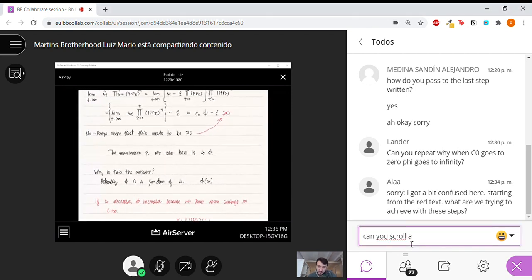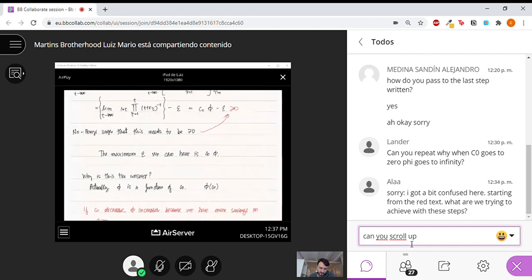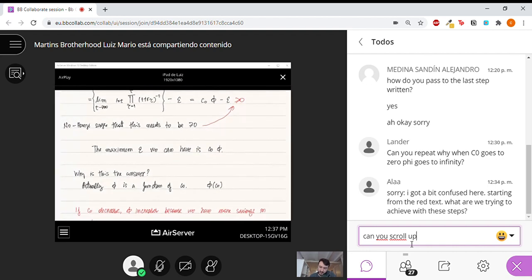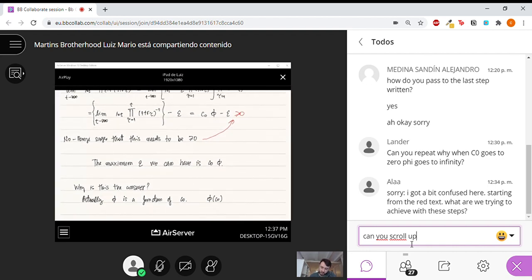So the original question was asking you how much you can increase epsilon consumption in the first period. The answer is that this number is proportional to phi and to C0. And the idea is also that phi depends on C0. But since we are not thinking about different C0s, you don't need to denote this relationship.